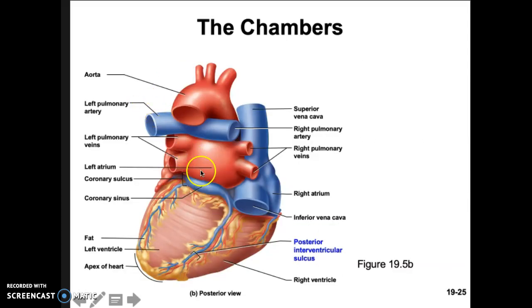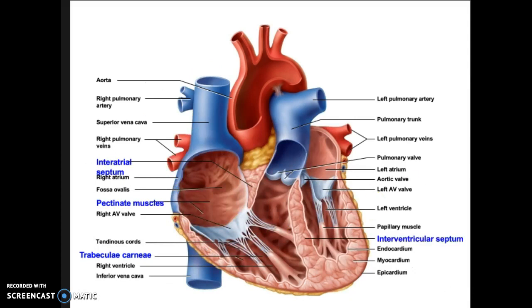A posterior view of the heart shows the posterior interventricular sulcus, which separates the right ventricle from the left ventricle. The walls of the atria are thin and flaccid because they do less work and are separated by an interatrial septum shown here.